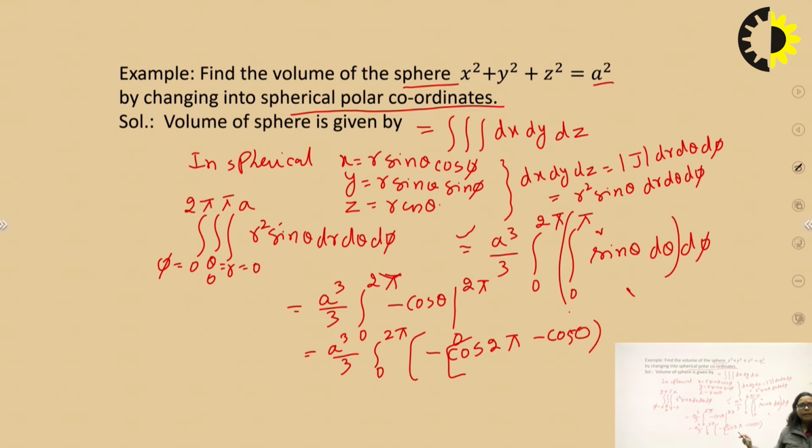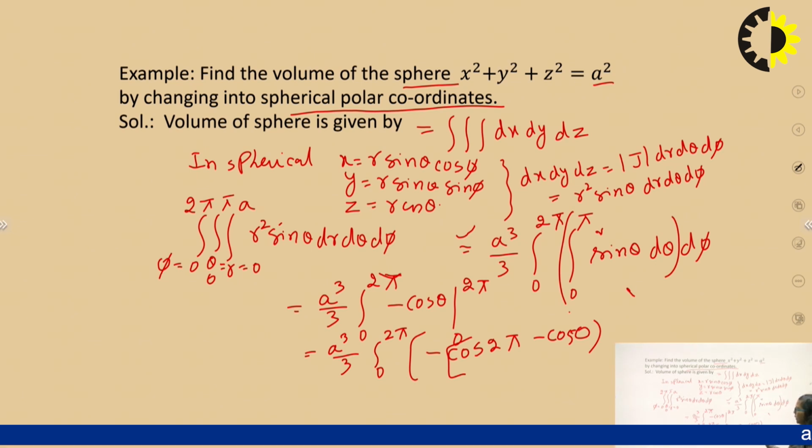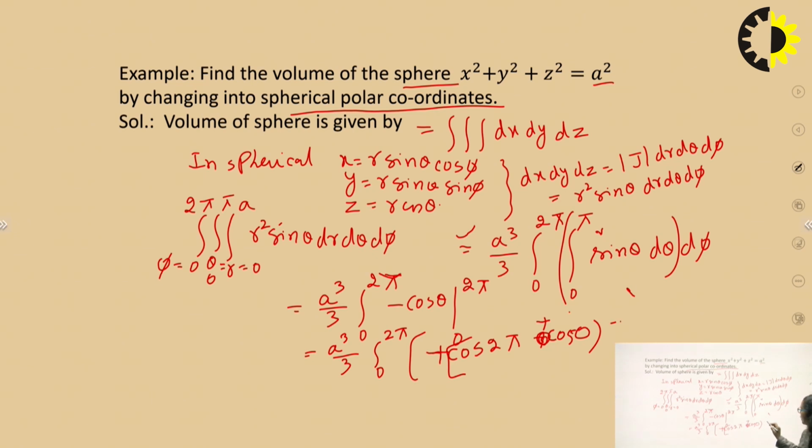Cos 2 pi is 1 and cos 0 is also 1. Taking the minus sign common outside, this is cos 2 pi minus cos 0, and so the result will give the value plus 2. And 2 I will take common out here. This gives the value 2a cube by 3.